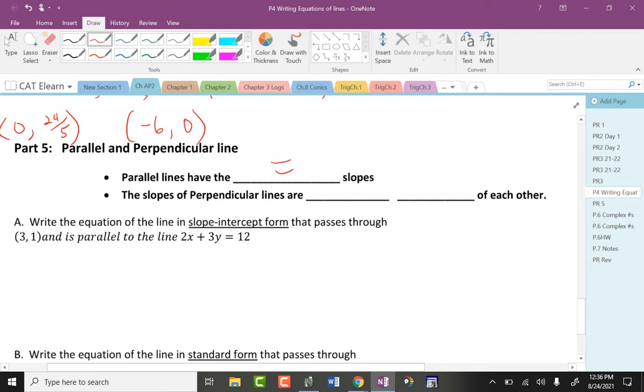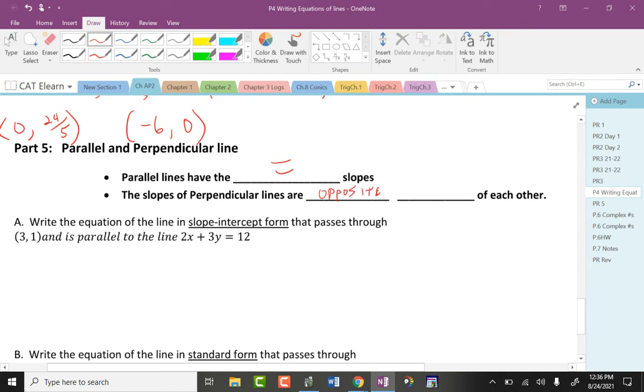Does anyone remember for perpendicular lines? By the way, perpendicular lines make a 90-degree angle. But what do you know about the slopes? Anyone want to share? Put your hand up. Come on. Anyone? Yes. Nice. Opposite is one thing. I have 2 blanks, though. Opposite what?